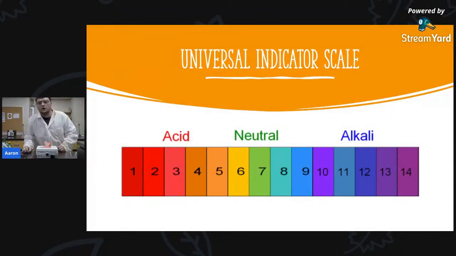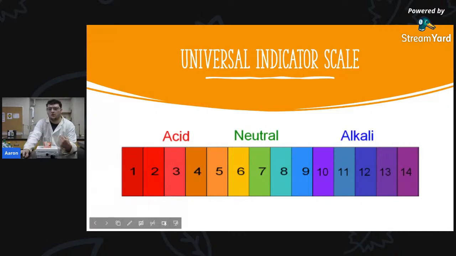Right here is the universal indicator scale. This is the scale that we use for our indicator here. Right now, our beaker is red. So we know that what's in the beaker is acidic, about a pH of 2, maybe 3, that reddish pink color. And you can see the orange, the yellow, and the green around 7, which is neutral, and the purples and blues down in the basic.